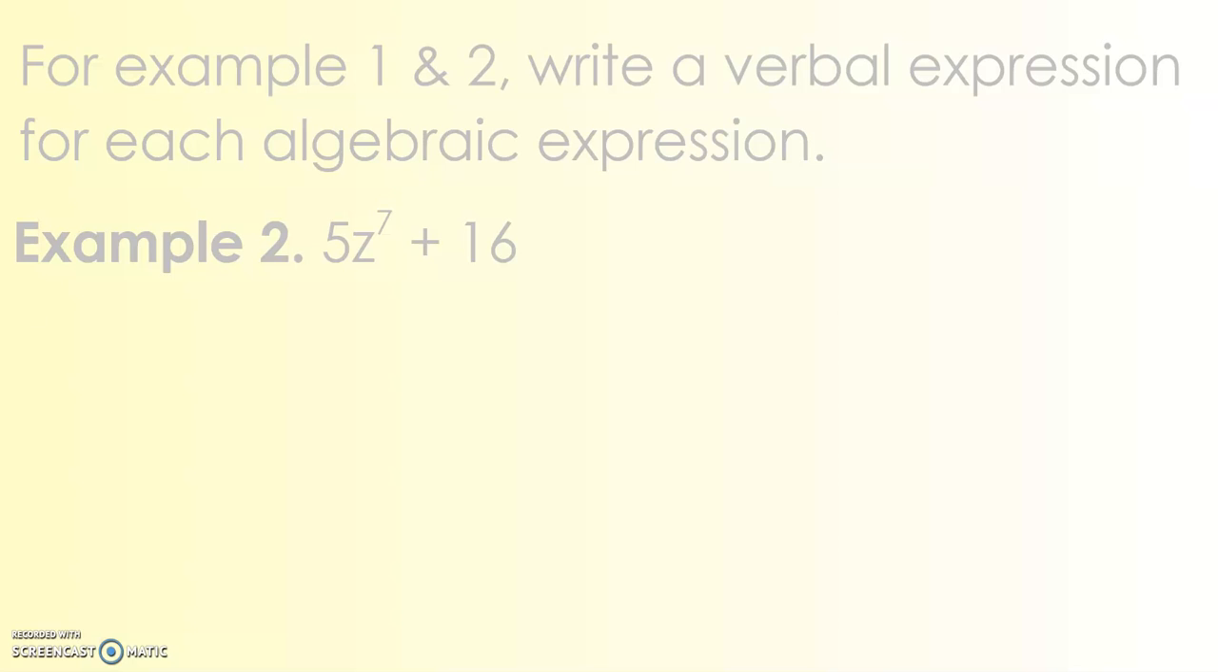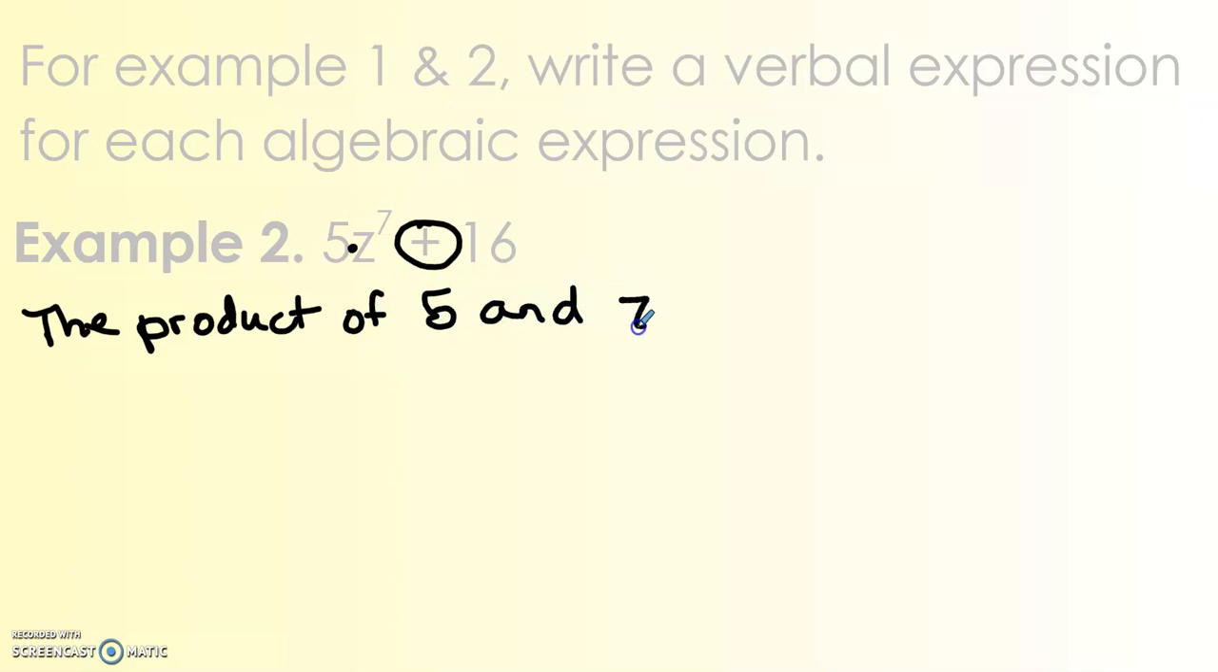Let's look at one more. The instructions stay the same. So again, we're going to start with identifying our operations. I see multiplication happening here, number next to a variable, and addition. Think about it. How would I say this aloud to a friend? I would say the product of 5 and z to the 7th plus 16. So I'm going to go ahead and write that down. The product of 5 and z to the 7th power, I think I forgot to say power earlier, plus 16.